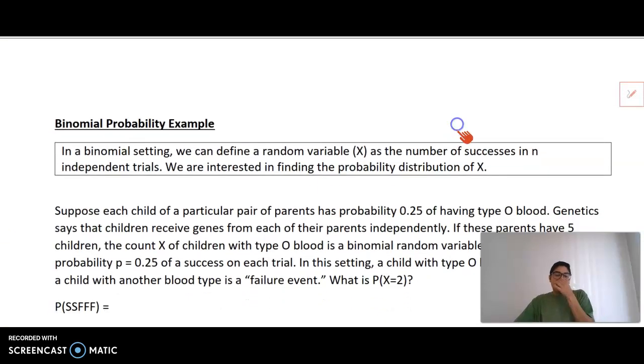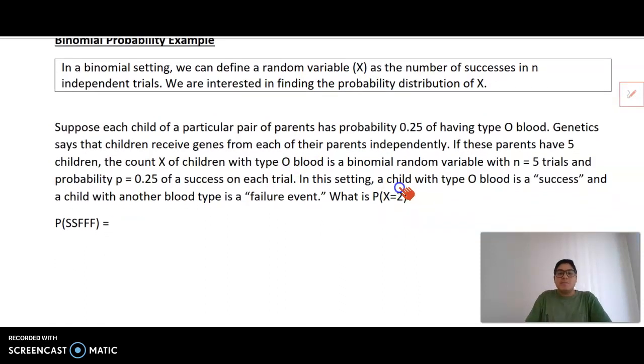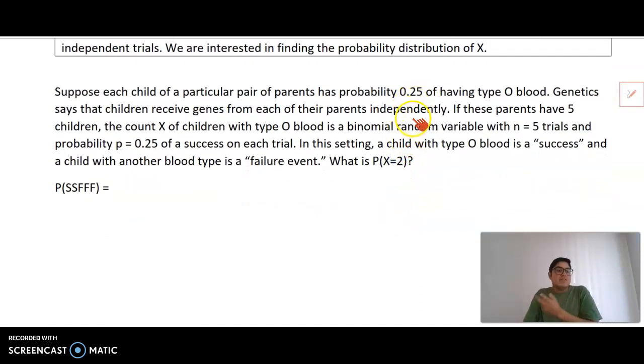So let's take a look, though, at what this might look like in context of a question. In a binomial setting, we can define a random variable x as the number of successes in n independent trials. We're interested in finding the probability distribution of x. So suppose each child of a particular pair of parents has probability 0.25 of having type O blood. Genetics says that children receive genes from each of their parents independently. And if these parents have 5 children, the count of x children with type O blood is a binomial random variable with n equals 5 trials and probability p equals 0.25 of a success on each trial.